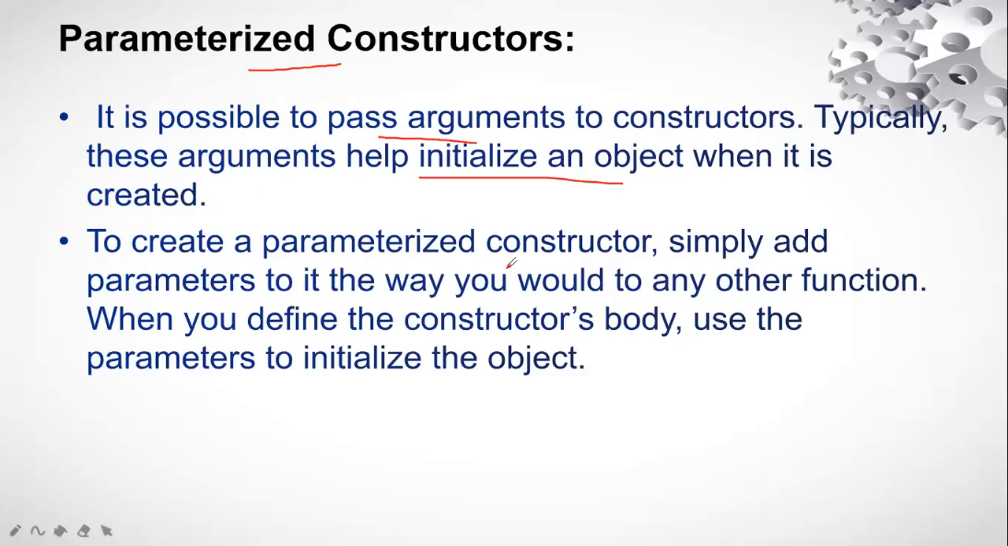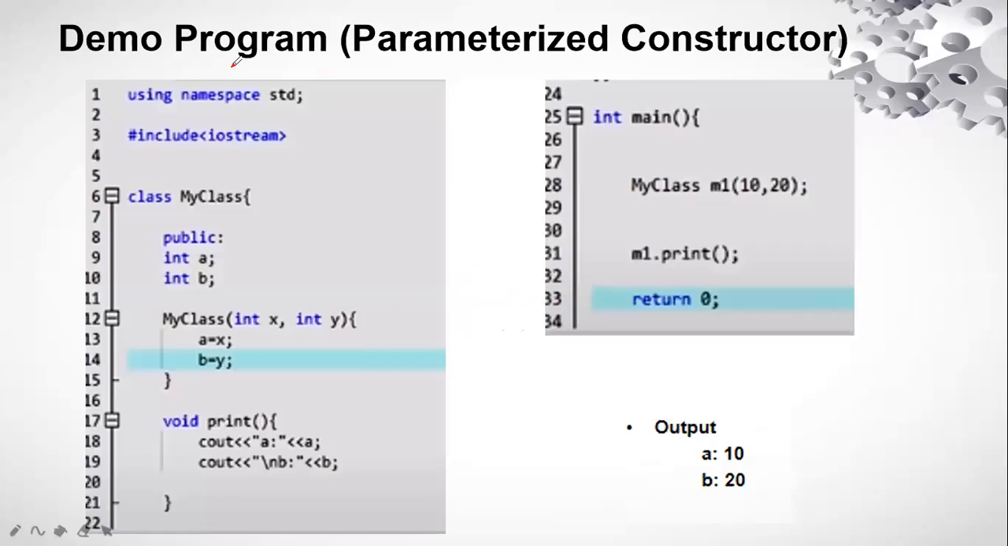Next, to create a parameterized constructor, simply add parameters to it the way you would do to any other function. When you define the constructor's body, use the parameters to initialize the object. Okay, so let's see how to do it practically. This is the demo program for the parameterized constructor.